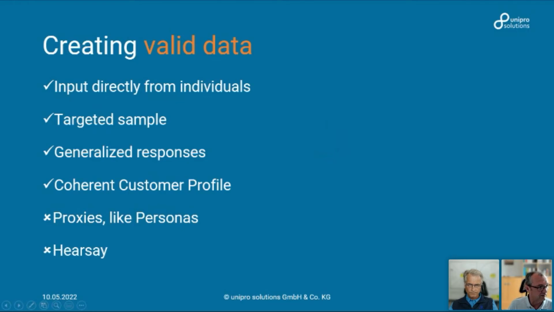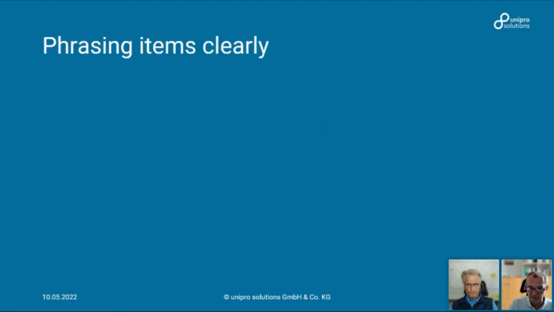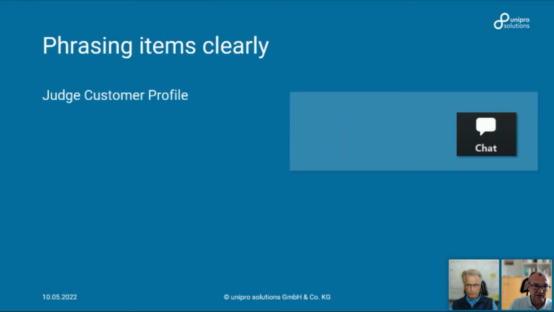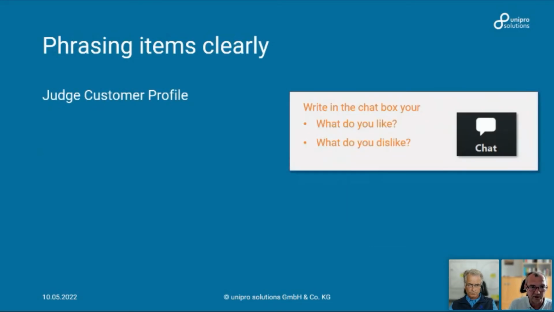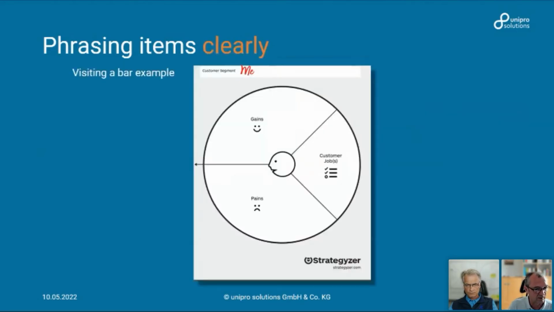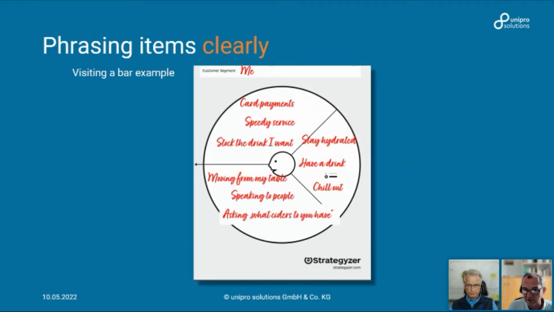So this is creating valid data. So doing the research, getting evidence in place, and well, you can have great data, but you can also not create them very clearly. So right in the chat box, I'm going to show you an example in a few seconds of a customer profile that I found also on the internet. What do you like and what don't you like about this? I'm going to populate it. So it's your chance to criticize it now. And the case is about visiting a bar.